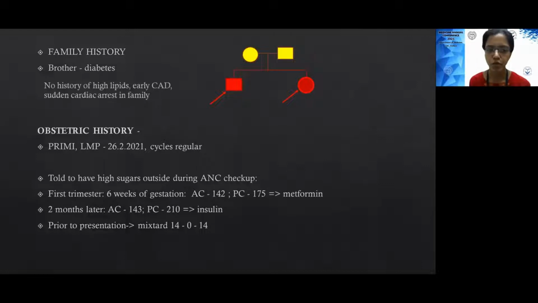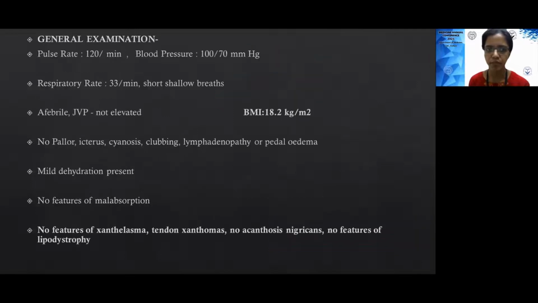Her last menstrual period was on 26th of February, with regular cycles. She was told to have high sugars during her antenatal checkup. In the first trimester itself, she was noted to have AC of 142 and PC of 175, for which she was started on metformin and medical nutrition therapy. 2 months later, because she had persistently high sugars, she was started on insulin, and prior to presentation here, she was on Mixtard. Since she was diagnosed in the first trimester itself, she is a pre-gestational or overt diabetic.